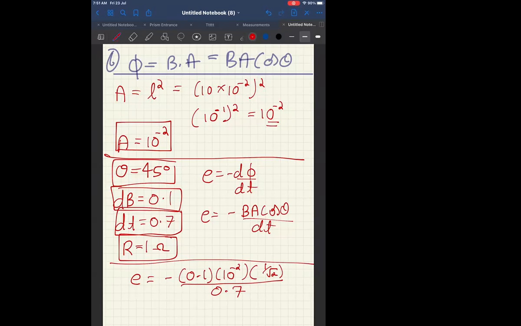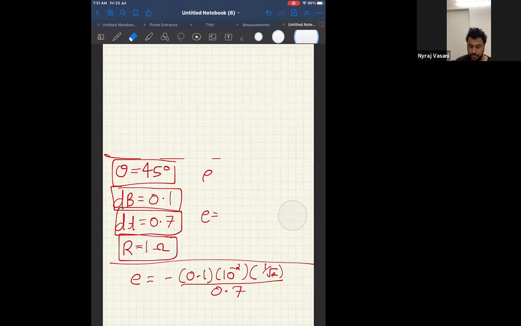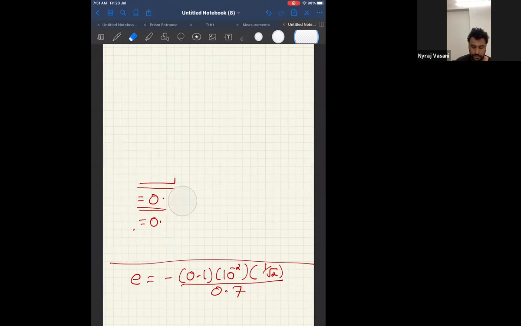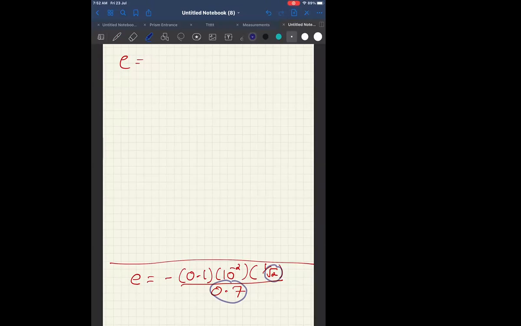Yes. All right. So I'll erase this. Now, E is equal to, can you solve and tell me what is the answer only for E? Remember, E is not asked in the question. What is asked is current. But from E, I'll get current. Now, my simple question to you is, this root 2 and this 0.7, where will 0.7 go? Will it go with root 2 or will it go above root 2?